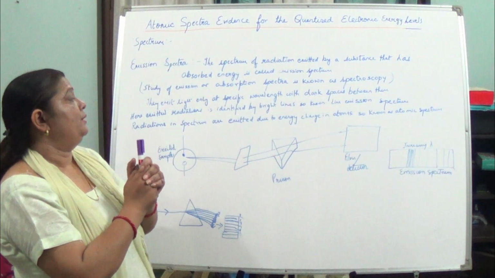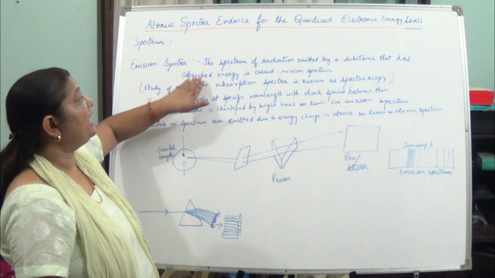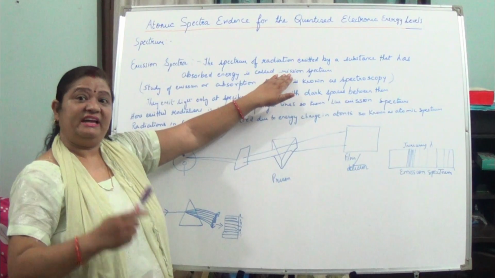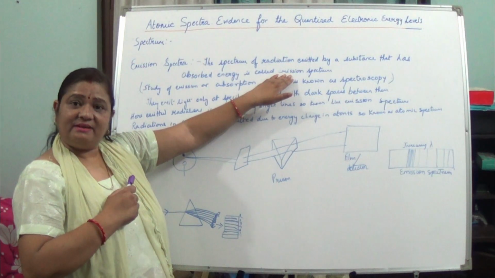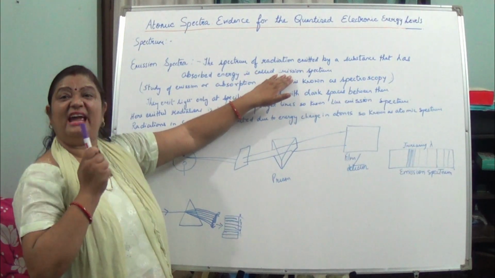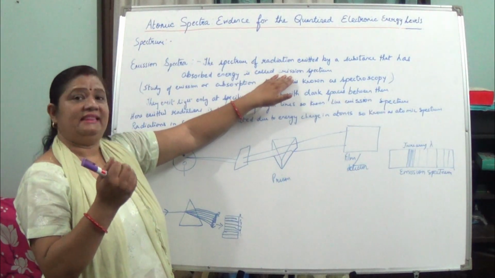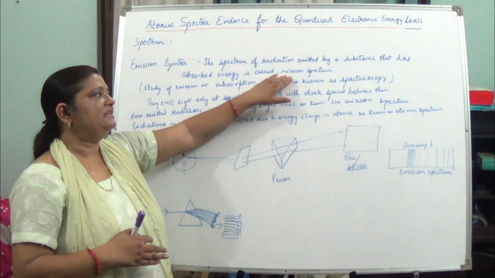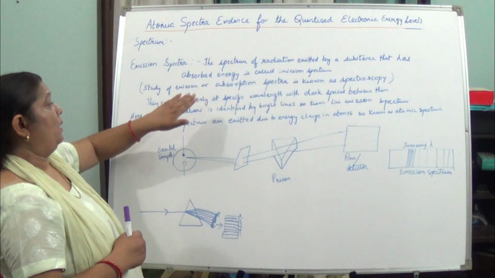So here we can see the spectra of radiation emitted by a substance that has absorbed energy is called emission spectrum. It has been excited by absorbing the energy, and when it comes back, it emits this in the form of electromagnetic radiations, and then it is known as emission spectrum. This emission spectrum is studied by spectroscopy.